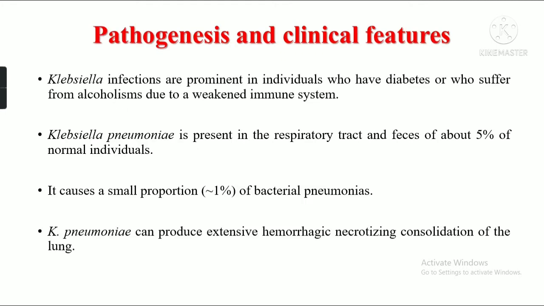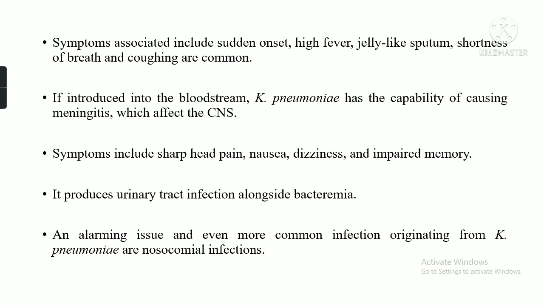Pathogenesis and clinical features. Klebsiella pneumoniae infections are prominent in individuals who have diabetes or who suffer from alcoholism due to a weakened immune system. Klebsiella pneumoniae is present in the respiratory tract and feces of about 5% of normal individuals. It causes a small proportion, approximately 1%, of cases of bacterial pneumonia. Klebsiella pneumoniae can produce extensive hemorrhagic necrotizing consolidation of the lungs. Associated symptoms include sudden onset of high fever, jelly-like sputum, shortness of breath and coughing.